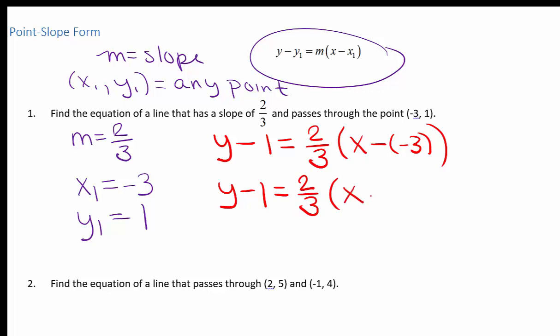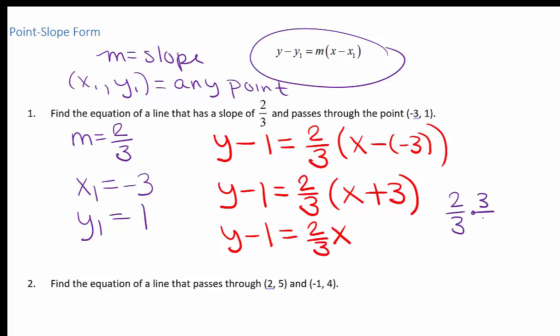Minus a negative becomes a plus, so I have an x plus 3 in the parentheses. I'm going to distribute the 2/3. 2/3 times x. And then 2/3 times 3 over 1, the 3's actually cancel and you're just left with a 2 over 1 or a 2. Then to finish, we can add the 1. And so my final answer would be y equals 2/3 x plus 3.